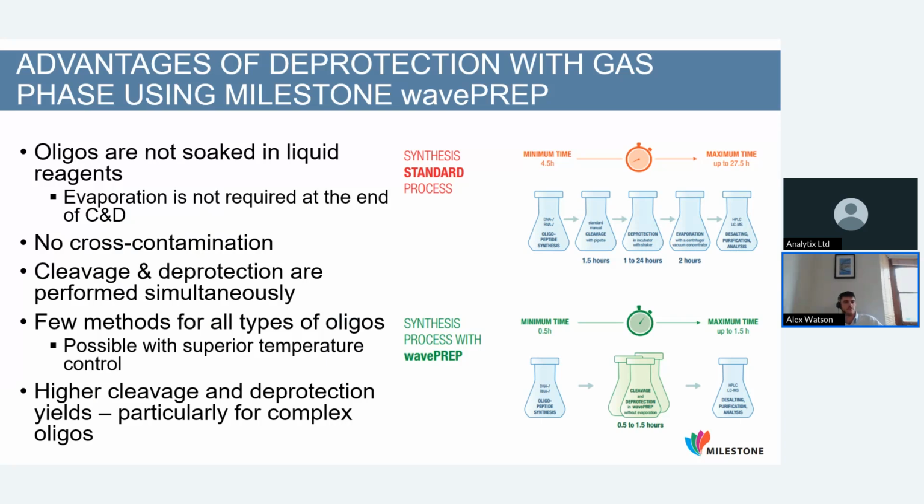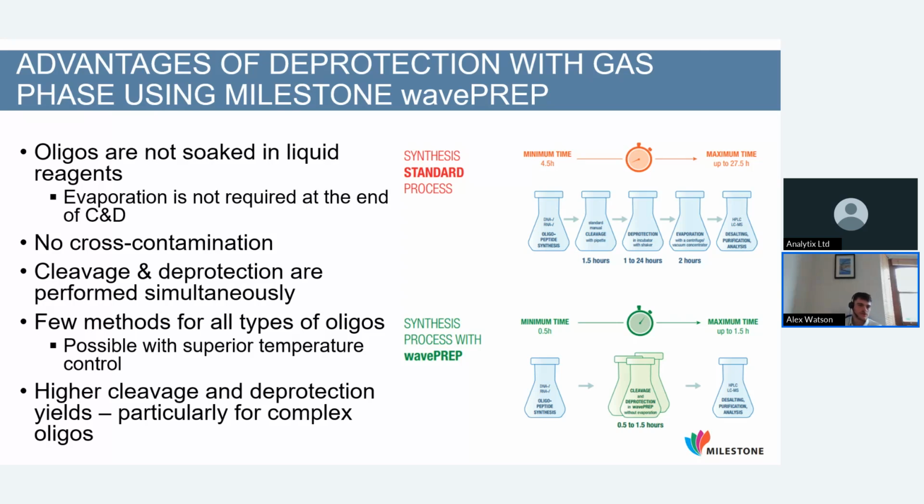So what are the advantages of performing cleavage and deprotection in the gas phase with Milestone's WavePrep? The big advantage is time. If we look on the right here, we're comparing the standard synthesis process, at the top, with the synthesis process using WavePrep. The immediate difference that you'll spot is that we're bringing the cleavage, deprotection, and evaporation step into one single step. We're also reducing the time that takes. So for most oligos, we're getting cleavage, deprotection, and evaporation, obviously there's no evaporation, down to about an hour.